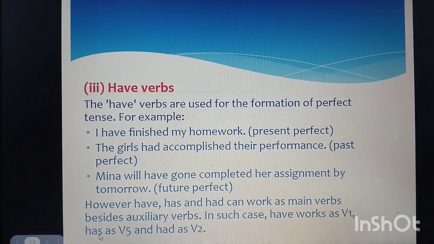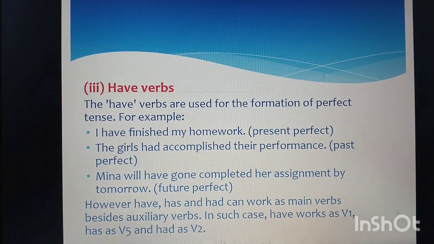So now you understand that have verbs are basically used in present perfect, past perfect, and future perfect tenses, in which case we use have. There are three types of have verbs. They are called have, has, and had. These three verbs are called have verbs. What are they? Have, has, and had.